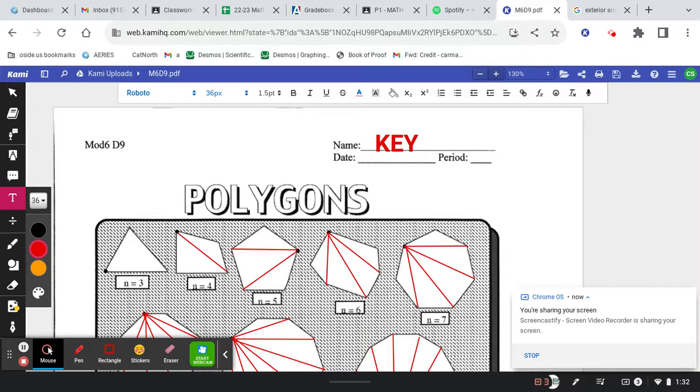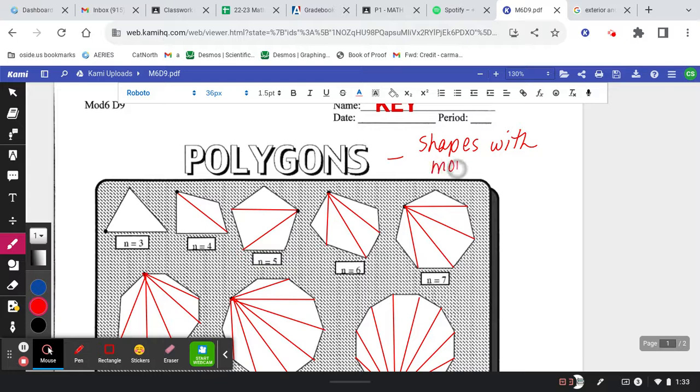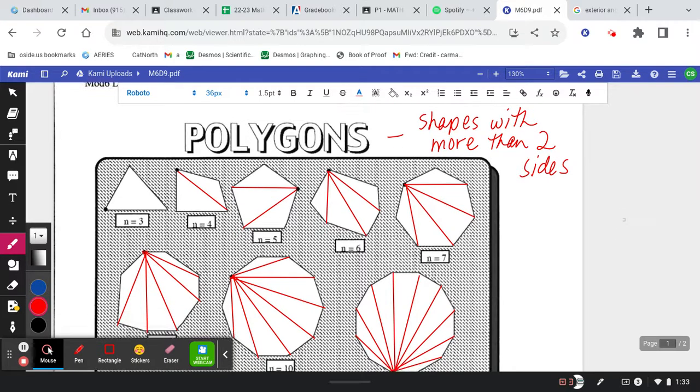All right, today in class we started talking about polygons. Polygons are shapes with more than two sides. And many of these shapes you're already very familiar with. So for example, we start over here with a triangle, known as a three-sided shape.